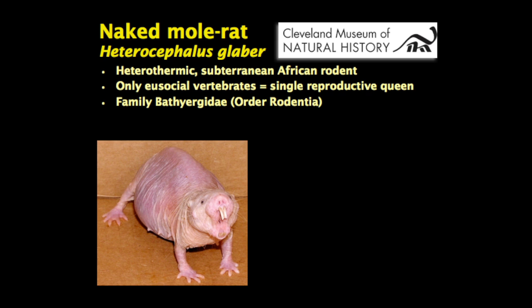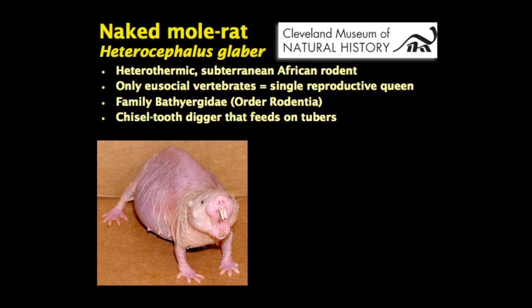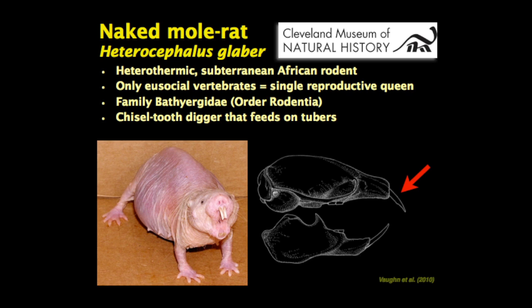They're in their own family, Bathyergidae, although in fact there are other mole rats that aren't eusocial. So it's only 2 species within this family that are actually eusocial, and this is one of them. The way they dig is with their teeth. They're chisel-tooth diggers, and they feed on tubers underground. If you look at their skull, you can see how their incisors are very procumbent. They stick out. They chew into the dirt with that, and they can close their lips behind it so that they're not swallowing the dirt. Pretty cool way to dig.